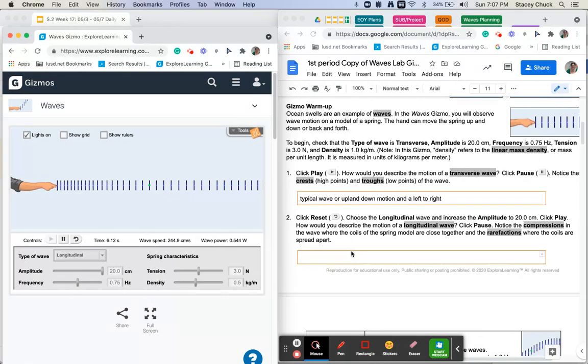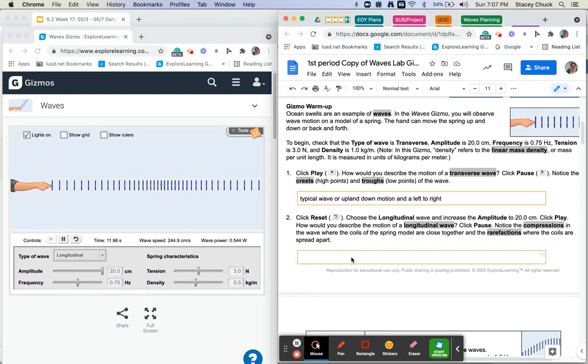So the longitudinal wave also appears to be a left to right motion, right? So we have a left and right motion is what we're really seeing. We're not really seeing an up and down motion anywhere, so just a left and right motion.